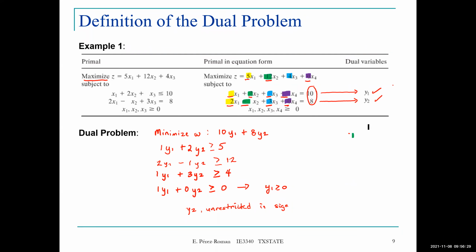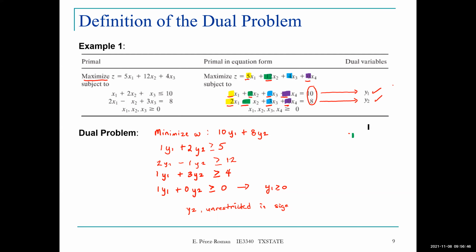So y1 is going to be greater or equal to 0 because of this constraint. But the rest they have already. Say that again. I mean, the rest you cannot say they are restricted if they have bigger than or equal to 5.